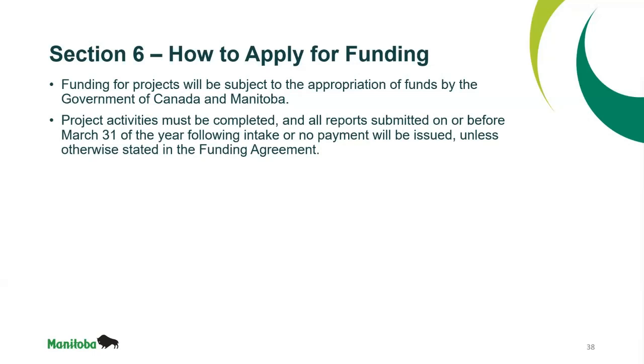So once you apply, there's an assessment, and from that, you will be recommended or not for funding. If you're recommended for funding, then it goes through an approval process. And if you're approved, then you would receive a notification letter indicating you've been successful with your application. And then from that point, you'll receive a funding agreement that you need to sign and return to the government of Manitoba.